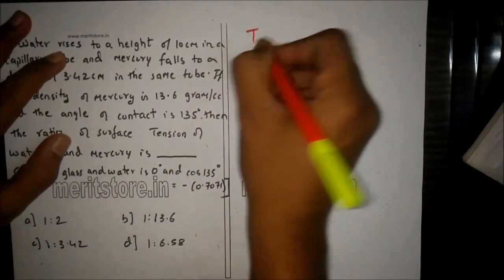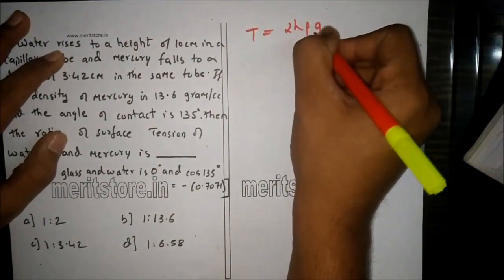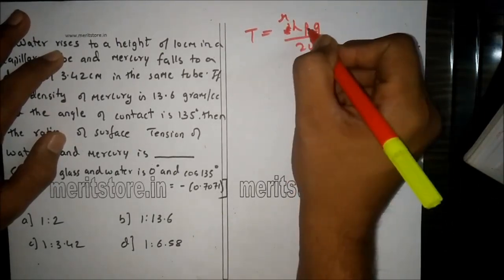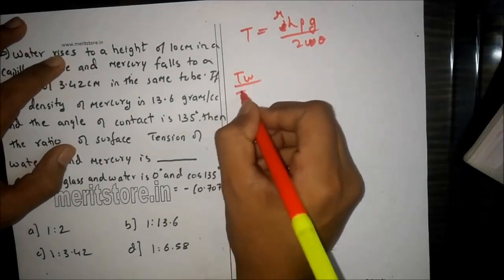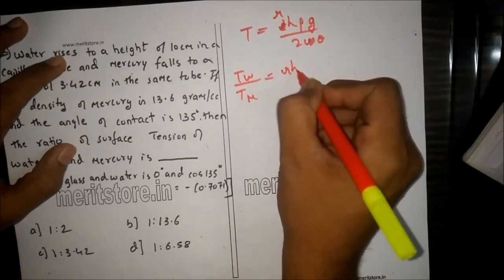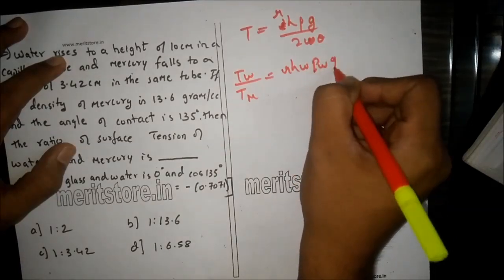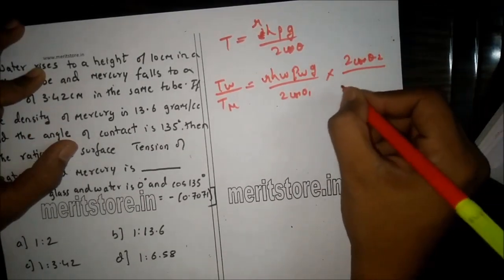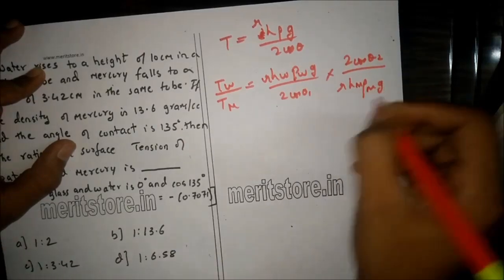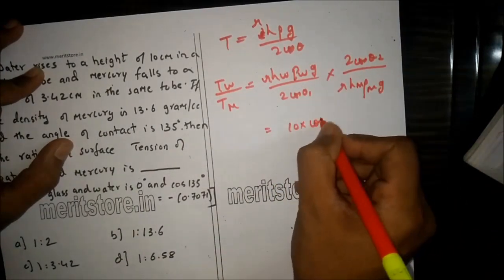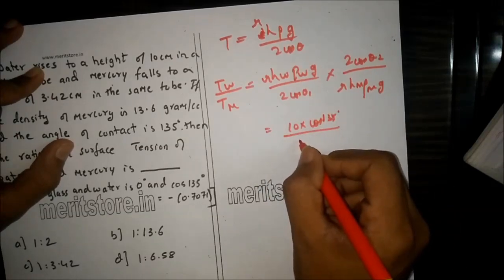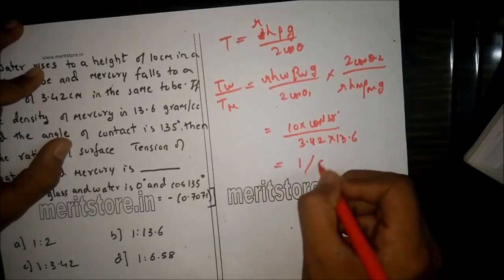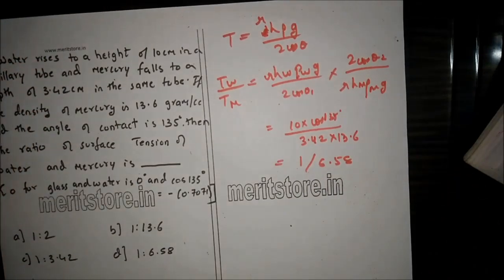Now we know that the surface tension is given by r into h into rho into g upon 2 cos theta. Therefore, T of water upon T of mercury will be given as r into hw into rho w into g upon 2 cos theta 1, into 2 cos theta 2 upon r into hm into rho m into g. Therefore, on substituting the values, we'll get 10 into cos 135 degrees upon 3.42 into 13.6, which is equal to 1 by 6.58, which is 1 is to 6.58. Therefore, the correct answer is option D.